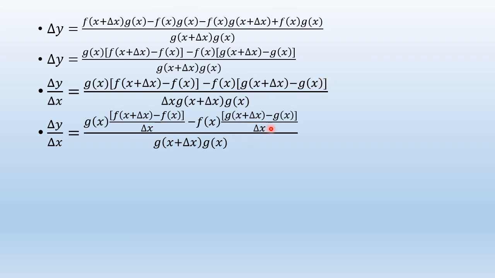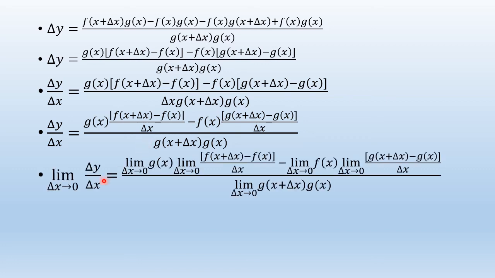Now we apply the limit when del x tends to 0, and we write the limit in each place. Limit when del x tends to 0 of del y by del x equals limit when del x tends to 0 of g of x, then limit when del x tends to 0 of this expression, then minus limit when del x tends to 0 of f of x, and then limit when del x tends to 0 of this expression. And in the denominator, limit when del x tends to 0 of this.